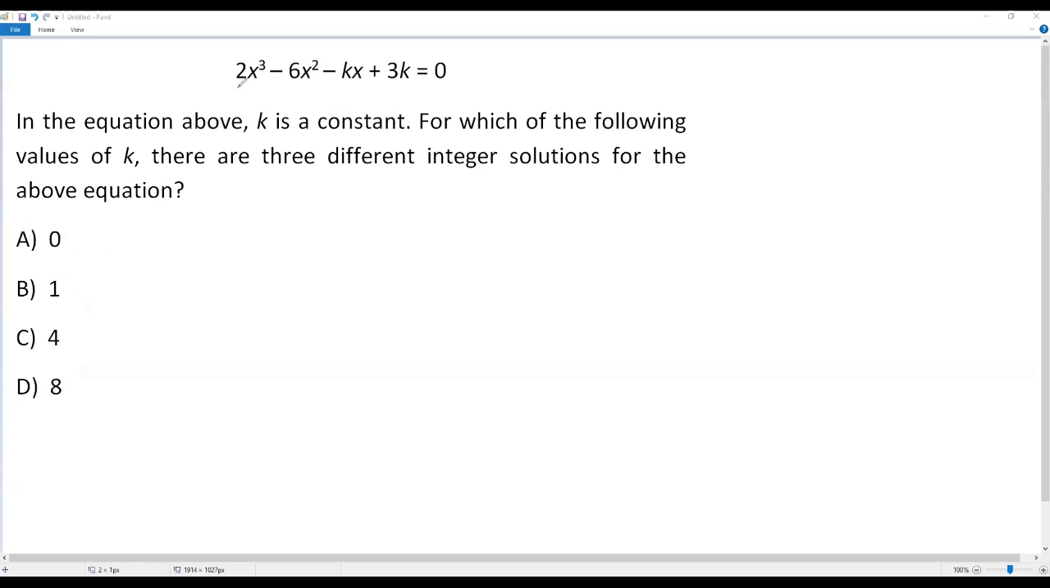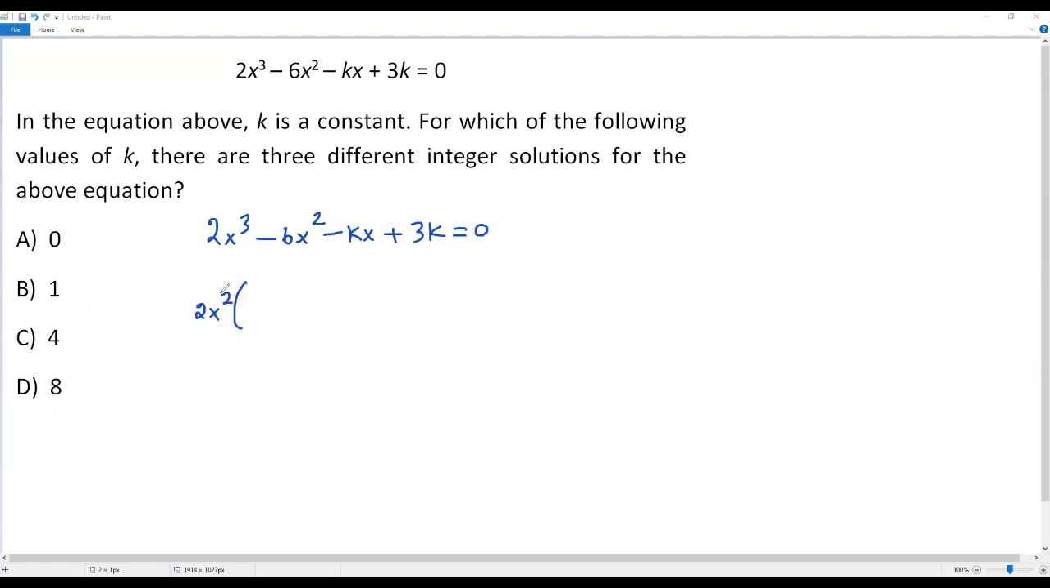Okay, now let's solve this cubic equation we have over here. That is 2x to the third power minus 6x squared minus kx plus 3k equals 0. Now let's try to factor the expression on the left side of the equation. When I consider the first term and second term, the greatest common divisor is 2x squared. That is, both 2x cubed and 6x squared are evenly divisible by 2x squared. So we can factor out 2x squared.